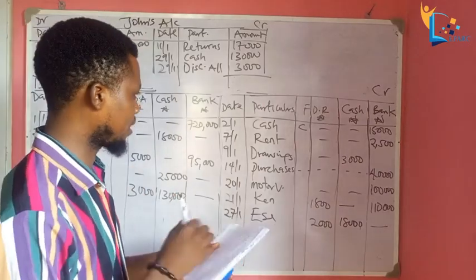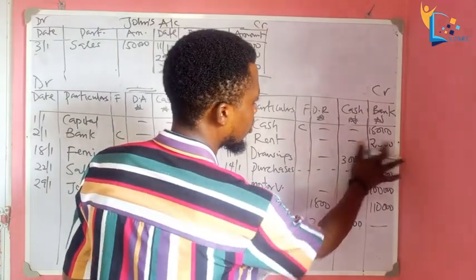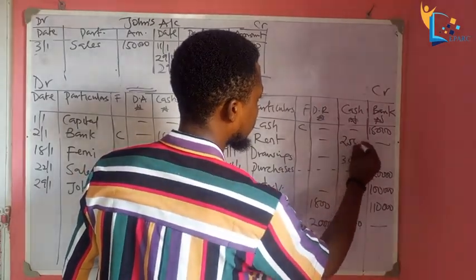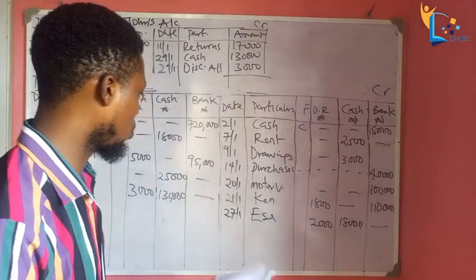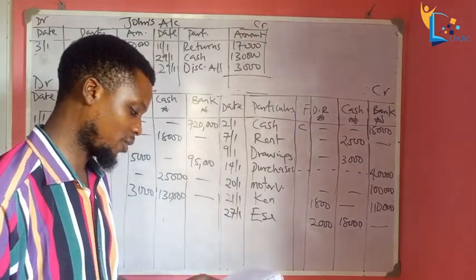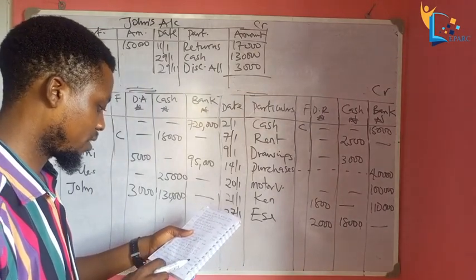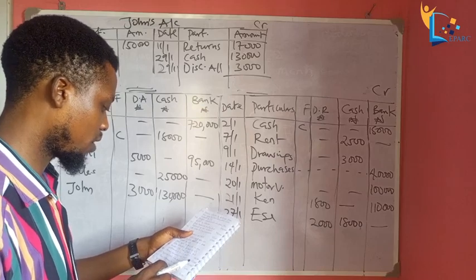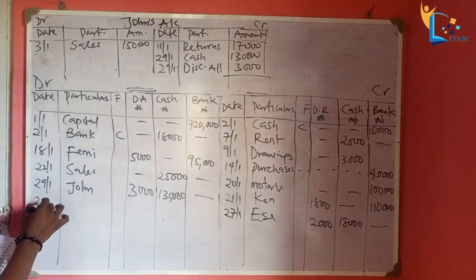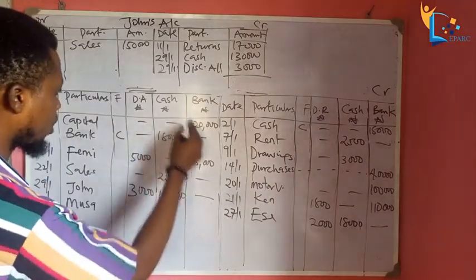I just noticed something. Our rent on the 7th was paid by cash, 2,500. It's by cash, sorry, not bank, not check. It's by cash, 2,500. Okay, all right. So let's continue. We're almost rounding up. Okay, so 29th, check received from Musa, 50,000.